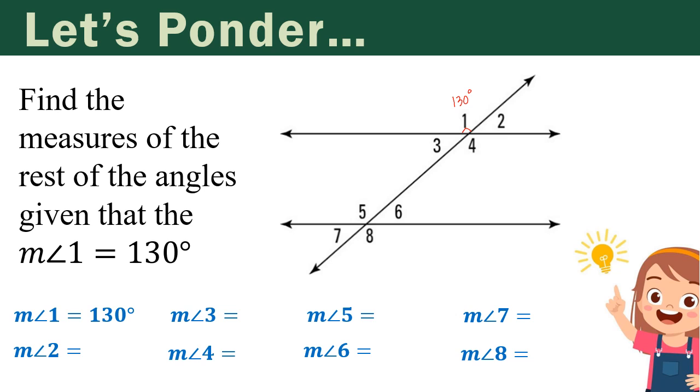And next to that, I would usually apply vertical angles. We all know that angle 4 and angle 1 are considered vertical angles, right? So that means we can apply the idea that vertical angles are congruent as well. Thus, if angle 1 is 130 degrees, we can conclude that the measure of angle 4 is also 130 degrees.